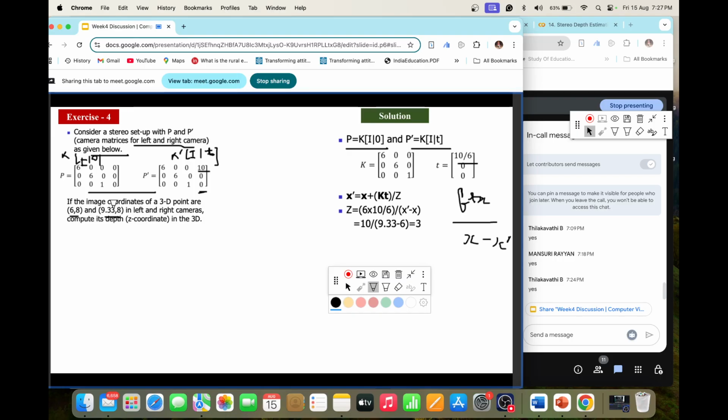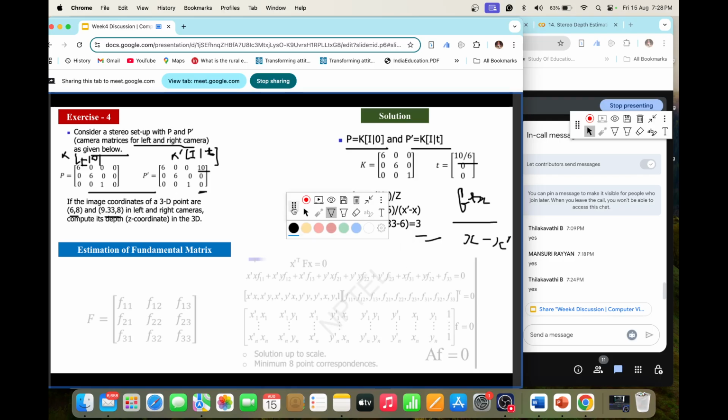The coordinate here is 6 and here is 9.33. So x minus x dash you can compute, that is 9.33 minus 6, and you take the mod of it, because distance is always written in modulus form. So whether you do 6 minus 9.33 or 9.33 minus 6, just take the mod and you will get the answer. Your answer will be 10 by 3.33, which is approximately equal to 3. So Z will be equal to 3. Simple formula, just put the values and you will get the answer.